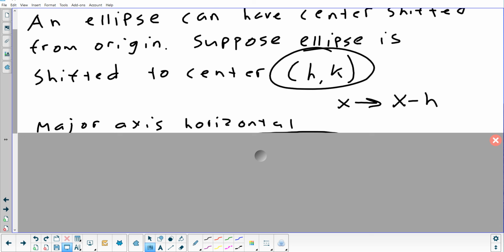Everywhere that you had an x in the old formula, you're going to replace it with this: X minus h. And what that minus h is going to do is account for shifting it left or right. Anywhere you had a y in the old formula, you're going to replace it with a y minus k. Everything else is exactly the same. Just make those two changes. That's it.